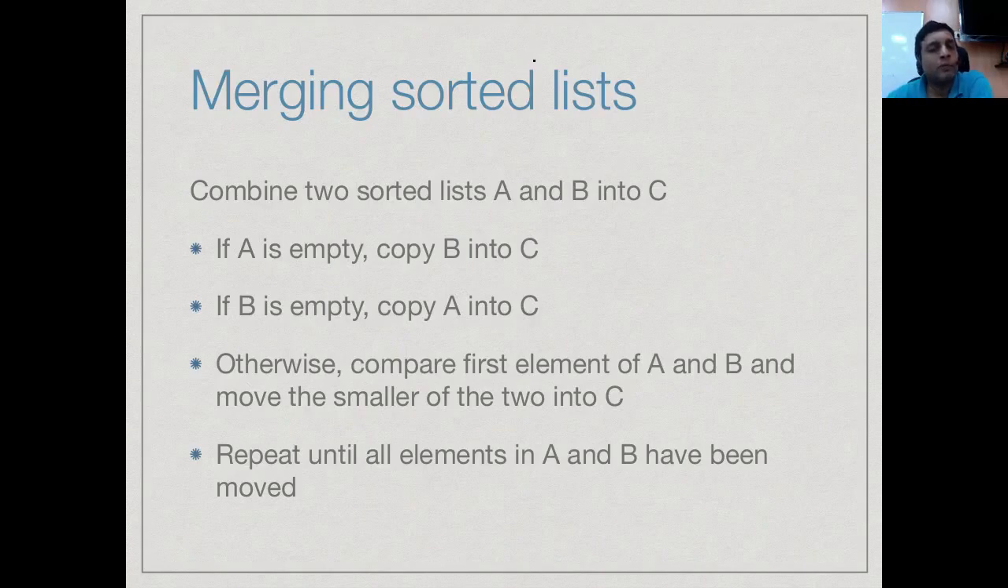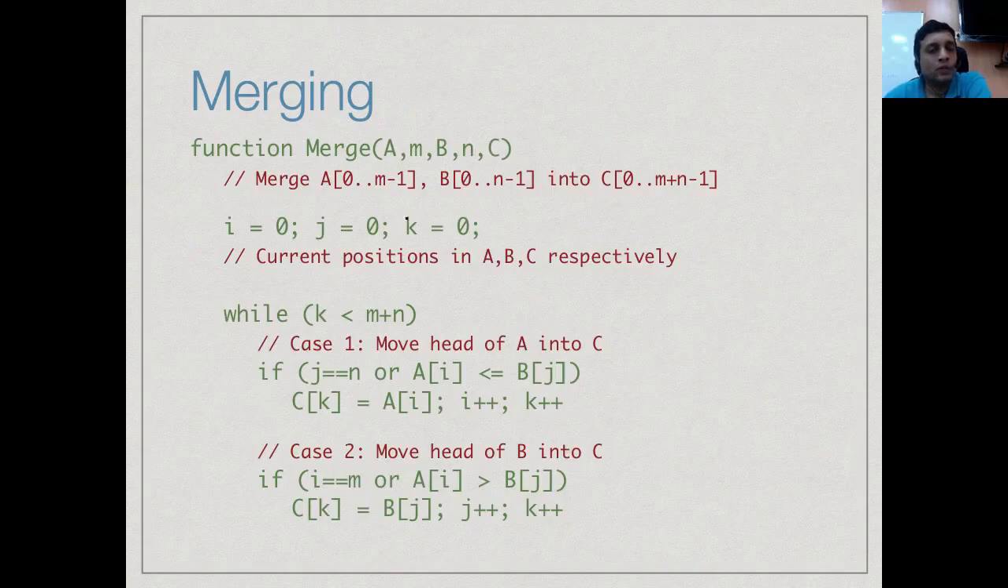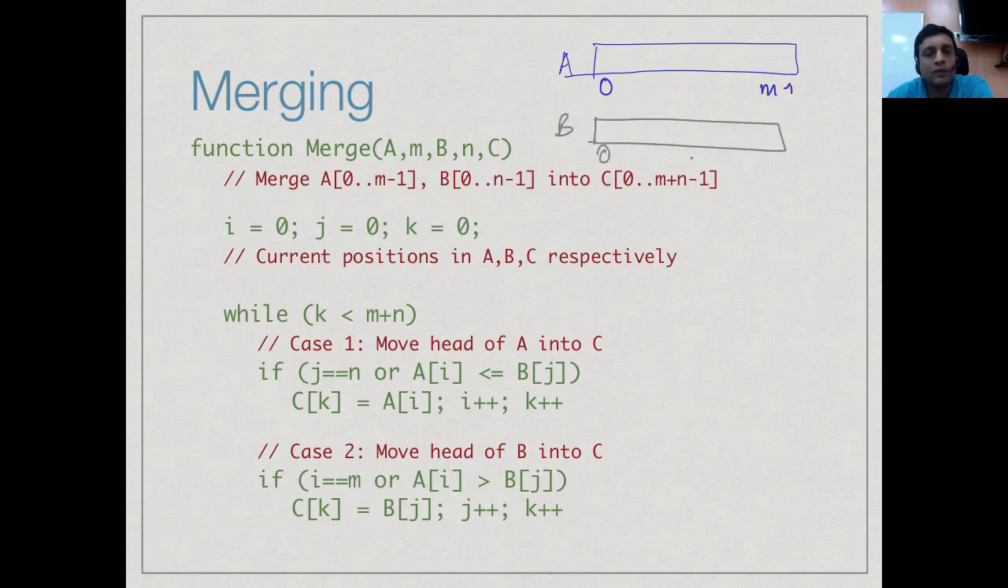So remember that when we merge two sorted lists, what we do is we take both lists side by side and we keep copying the smaller of the two elements at the head of each list into the final list C. So this was the code that we wrote last time. So basically we have a list A which runs from 0 to m minus 1, and we have another list B which runs from 0 to n minus 1, and we produce the output in a third list C which has indices from 0 to m plus n minus 1.